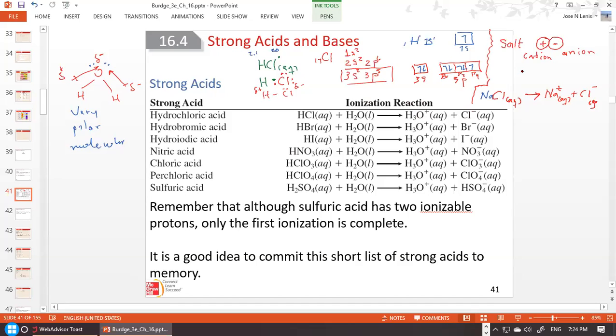Strong acids ionize 100%, completely. 100% ionization for a strong acid, or complete ionization. That means that if you put a number of moles of hydrochloric acid into water, all of your HCl molecules will ionize into these two species here, hydrogen ion and chloride ion. The conjugate acid and the conjugate base.